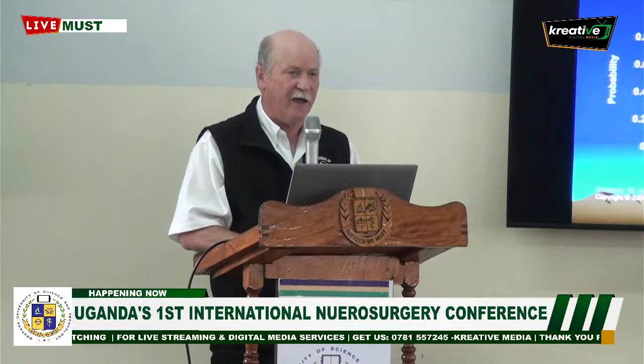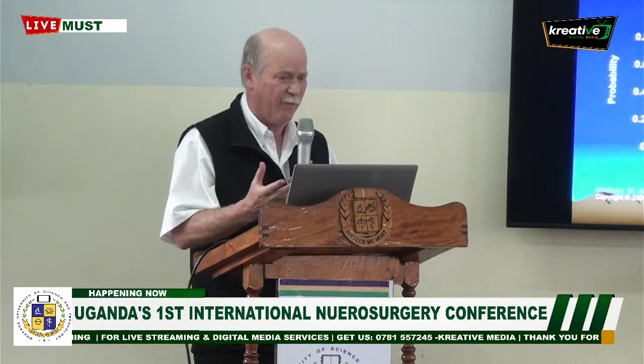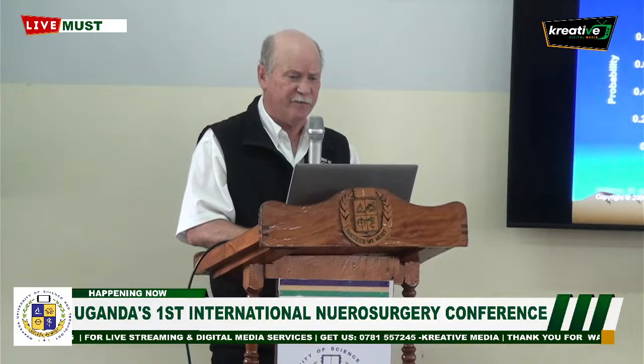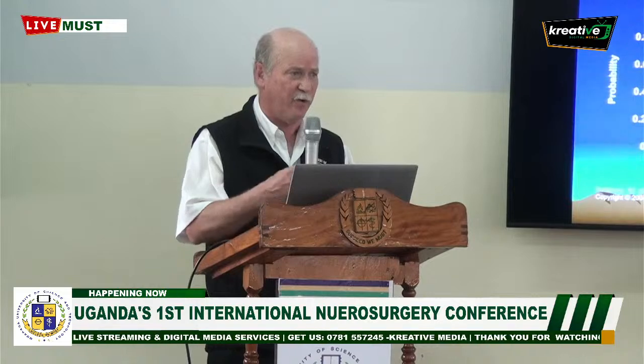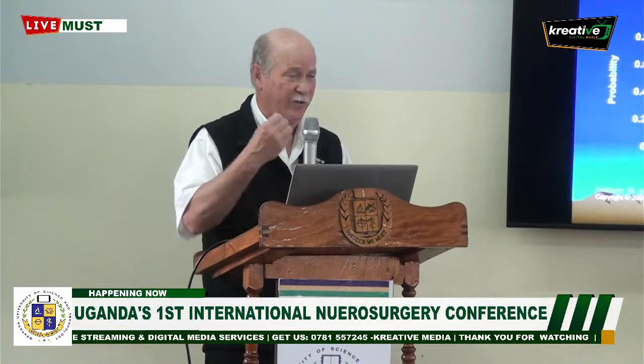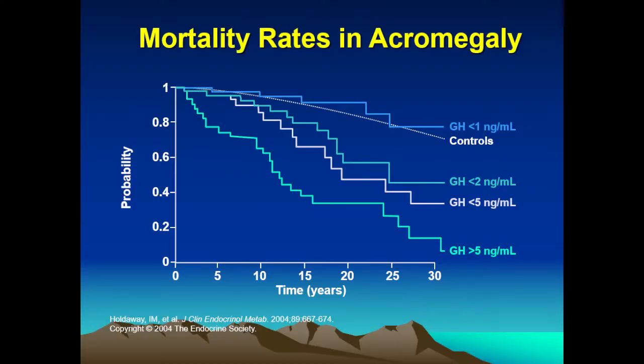So finally, what about normalizing growth hormone? This is survival curves showing, upper, the control for normal people. If you get growth hormone less than 1, with all the surgery, medical management, radiation, they will return to having a normal lifespan. If you let them continue to have an elevated growth hormone, you can see that the probability of survival goes down significantly. So, thank you.